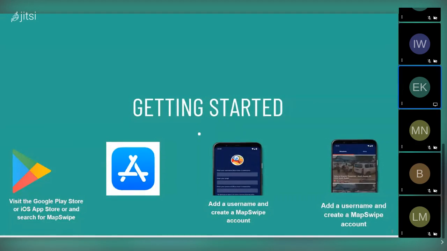For those who have not been able to download the application, if you're using Google Android, you can go to Google Play, search Mapswipe, and you'll be able to see it. There's a latest version of that. If you are a user of iOS, you can find it on the App Store. And then if you've downloaded it, this is how it starts.